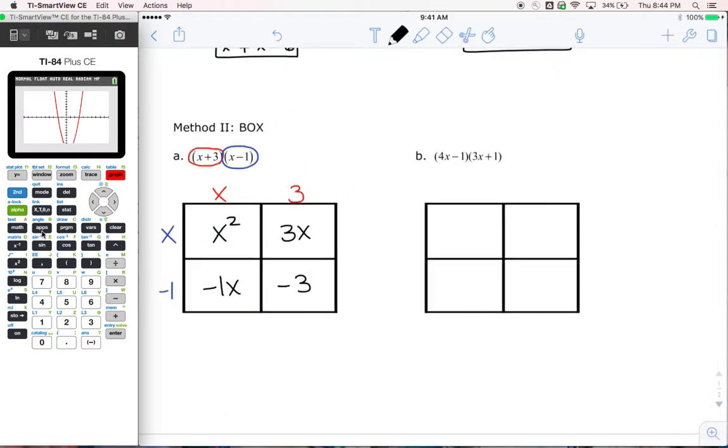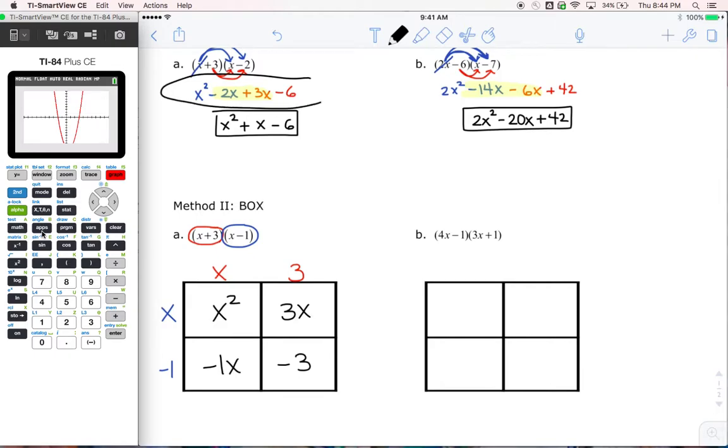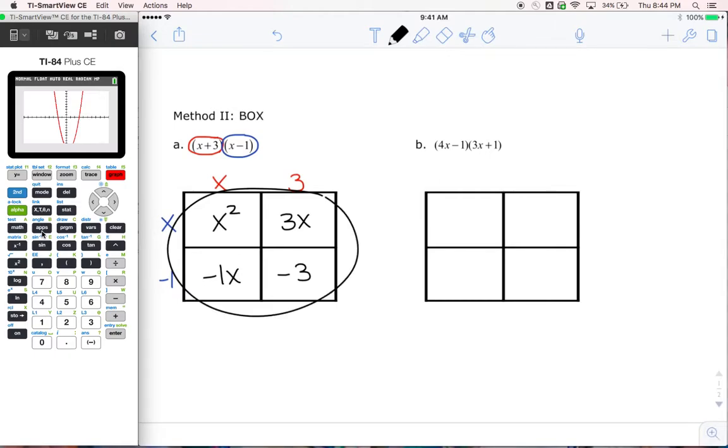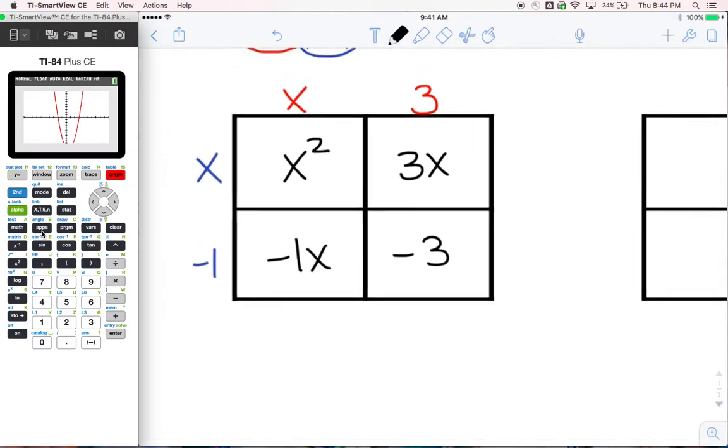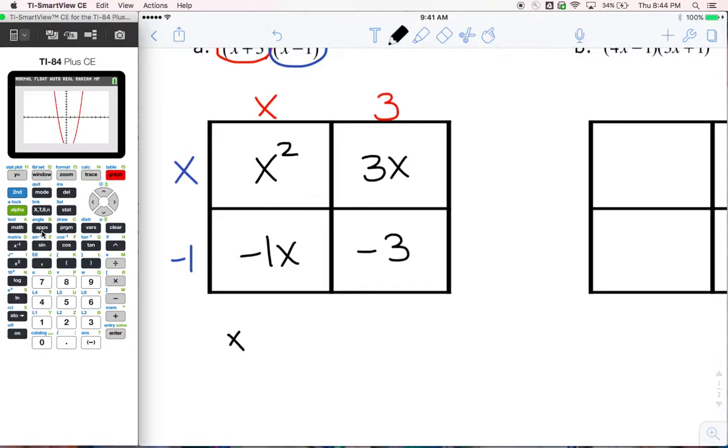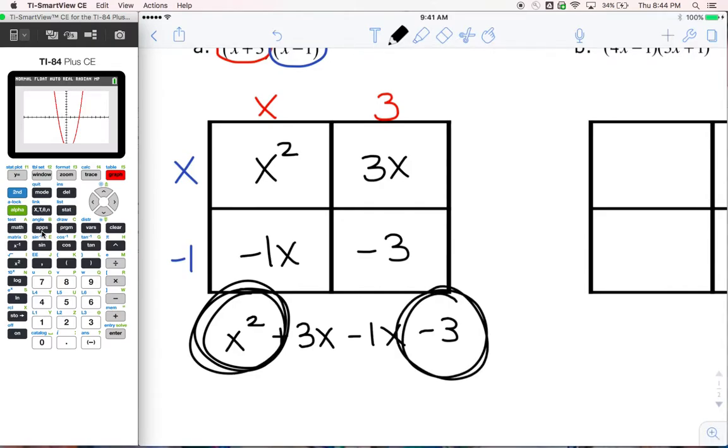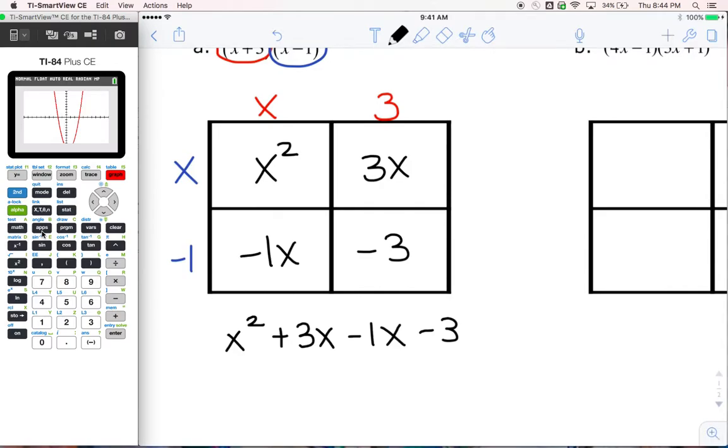Just like the other steps, remember how I had 4 terms before I combined like terms. I have 4 terms here too. Now that I've done this, I'm only looking at the terms inside the box. So I have x squared, a positive 3x, and then a negative 1x, and then a negative 3. See how I just wrote them all out? The order you write it in technically doesn't matter, but pretty much all the time you're going to see the x squared in the front, and you're going to see the constant at the end. ax squared plus bx plus c. We've got our standard form going on again.